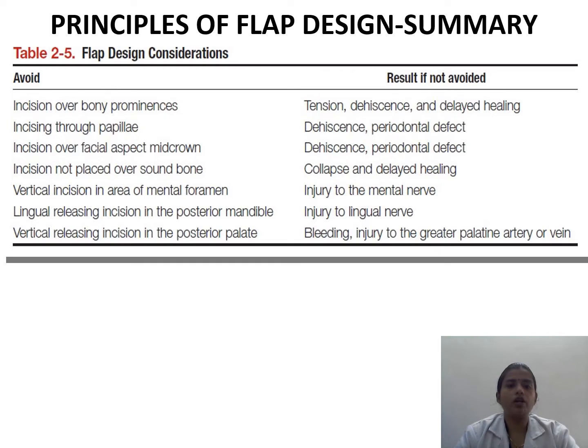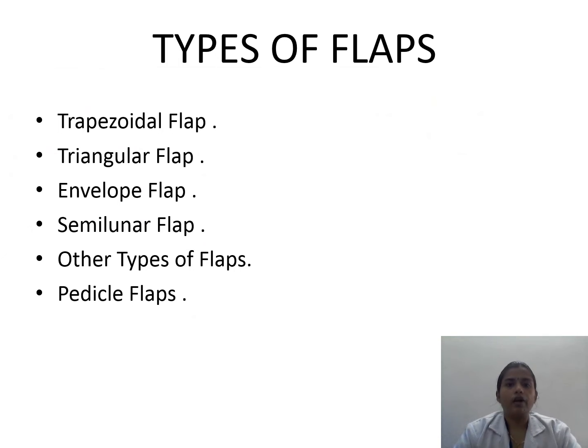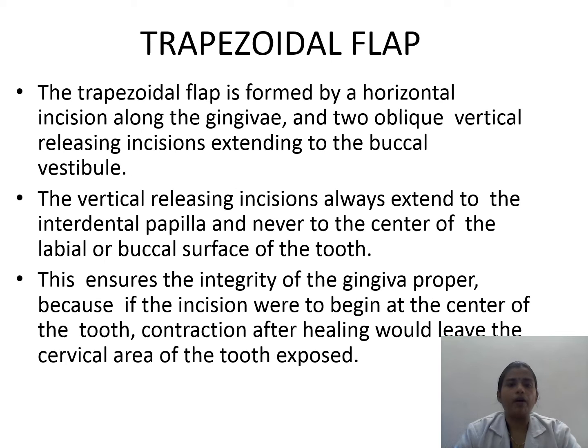Vertical incision in the area of the mental foramen may lead to injury to the mental nerve. Lingual releasing incision in the posterior mandible will lead to injury to the lingual nerve. Vertical releasing incision in the posterior palate may lead to bleeding, injury to the greater palatine artery or vein. Types of flaps: trapezoidal flap, triangular flap, envelope flap, semilunar flap. Other types of flaps such as flaps with Y incision and I incision, pedicle flaps.